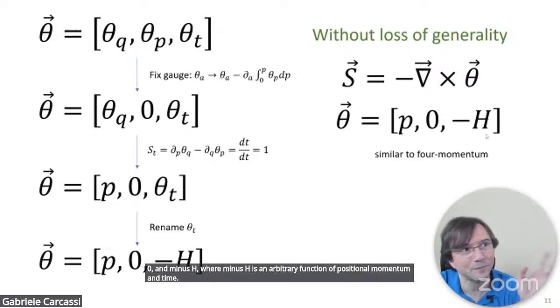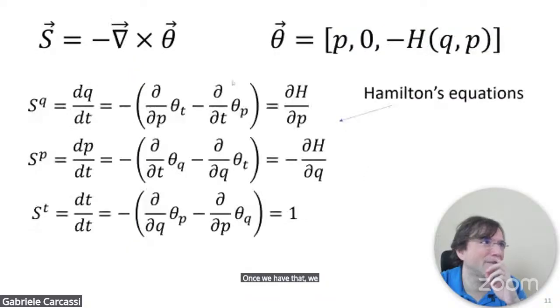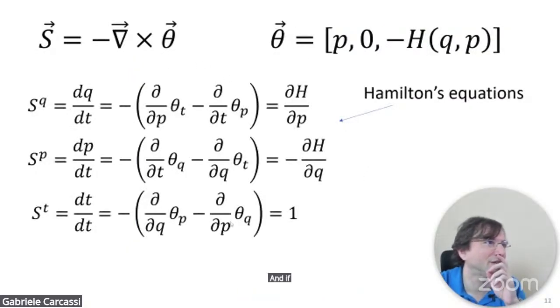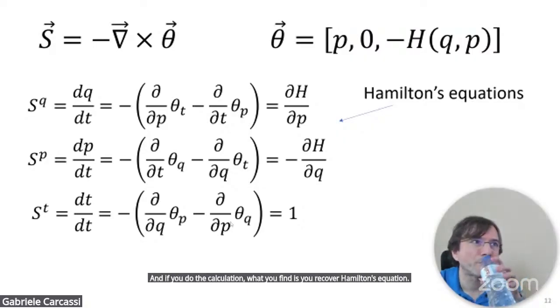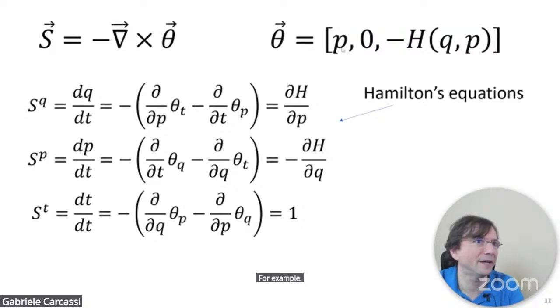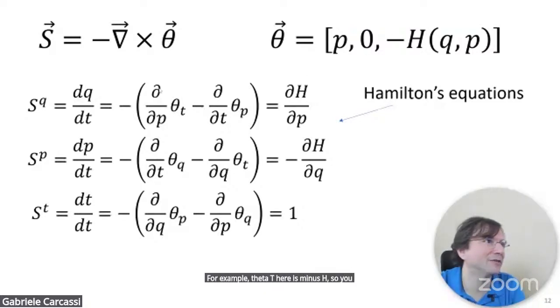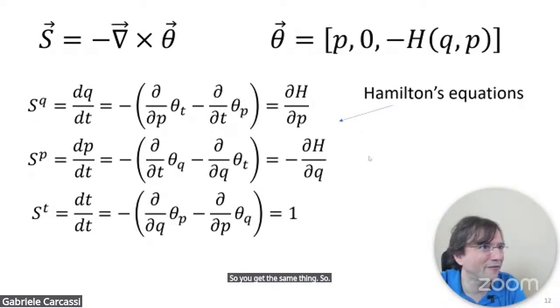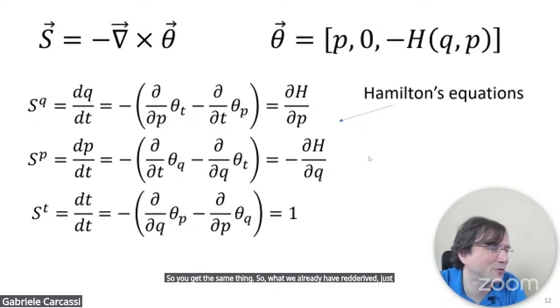and time. Once we have that, we can say, okay, let's go and actually calculate this curl of this theta. And if you do the calculation, what you find is you recover Hamilton's equation. For example, theta t here is minus h. So you have minus the partial p of h, but you have another minus here. So you get the same thing. Theta p is 0, and this goes away. So you get the same thing. So what we have already derived, just by this simple assumption, is that we recovered Hamiltonian mechanics with 1 degree of freedom by saying that we have deterministic and reversible evolution.